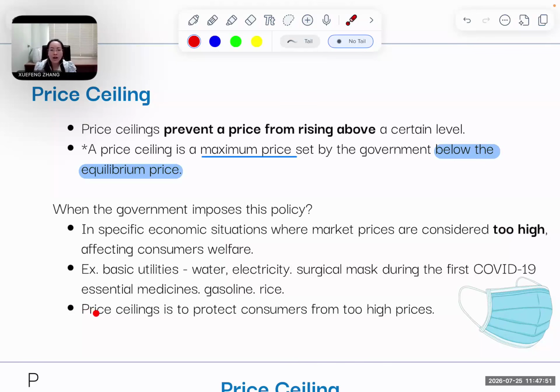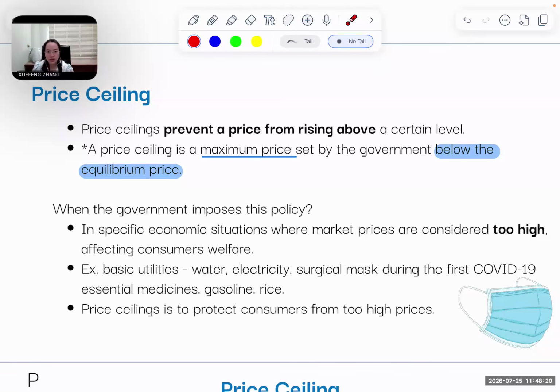So think about the mask example. Remember the early COVID-19 period? Masks that used to cost a few baht suddenly cost 10 times that. Government's instinct: keep the price low so everyone can afford one. Sounds fair, right? Sounds protective.